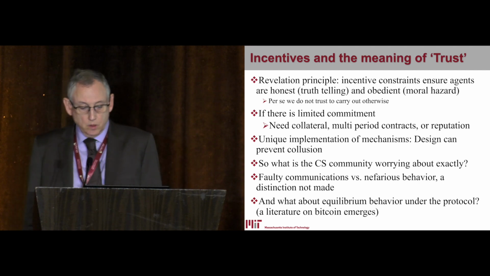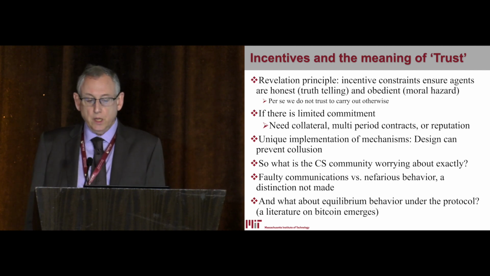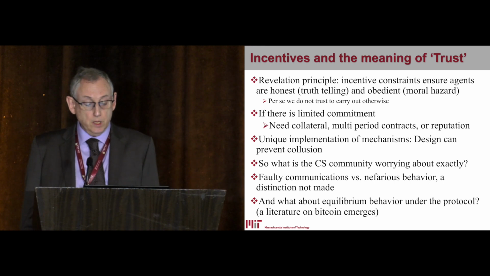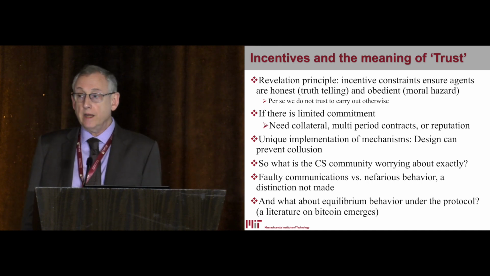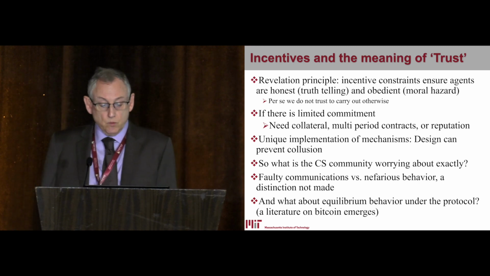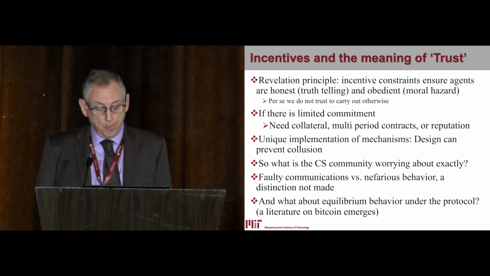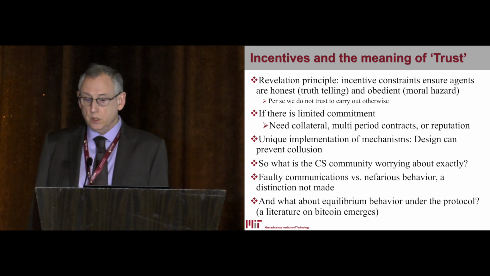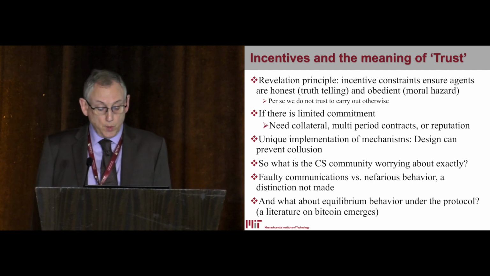Let's talk about trust again. So again, by the revelation principle, incentive constraints ensure that agents are honest, tell the truth, and obedient, as in moral hazard, although those are additional constraints that make them honest and obedient. We don't trust actors per se, we don't trust them to carry out in any other way. If there is commitment or limited commitment in the system, then we need collateral or multi-period contracts or some kind of reputation. And again, that's part of mechanism design. We can further talk about unique implementation of solution to mechanism design problems in order to prevent collusion. There is a way to do this, and it can be coded up and put in a multi-party smart contract.